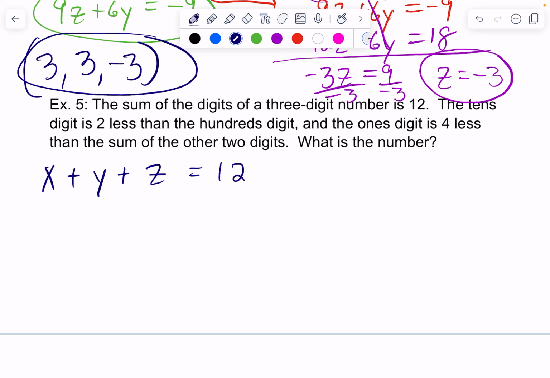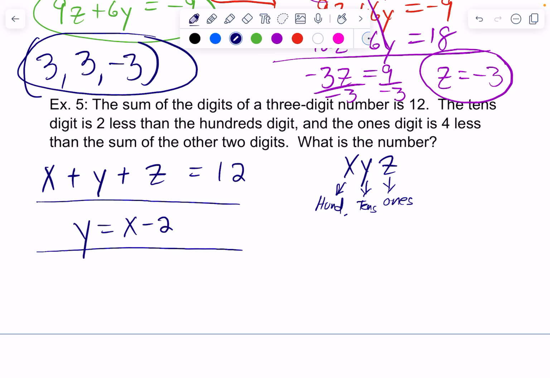The tens digit is 2 less than the hundreds digit. So if this is my number comprised of x, y, z, this is my ones, tens, and this is my hundreds. So they're saying that the tens digit, which is y, is 2 less than the hundreds digit, which is x. So that's x minus 2.